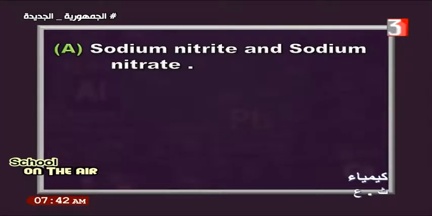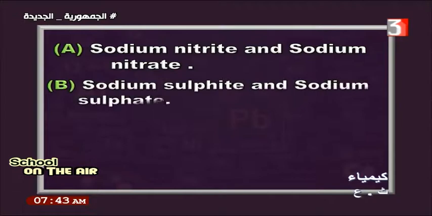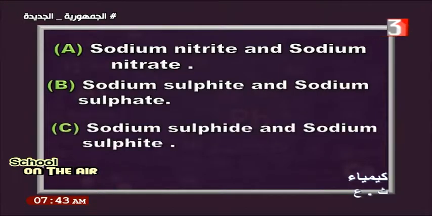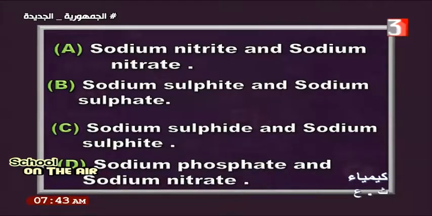Sodium nitrite and sodium nitrate, sodium sulfite and sodium sulfate, sodium sulfide and sodium sulfite, or sodium phosphate and sodium nitrate. If you think about it, yes, it will be sodium phosphate and sodium nitrate. Hydrochloric acid cannot differentiate between them, as it doesn't react with either of these salts, as their acids are more stable than hydrochloric acid.